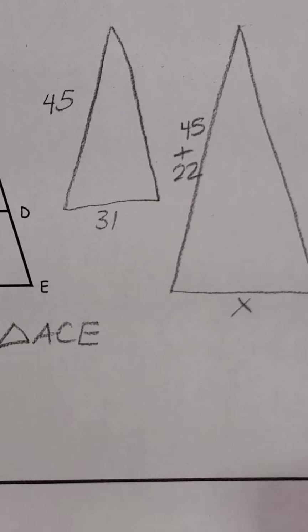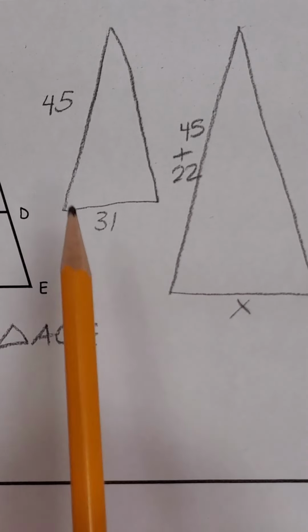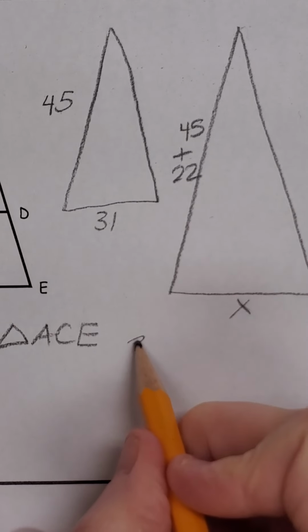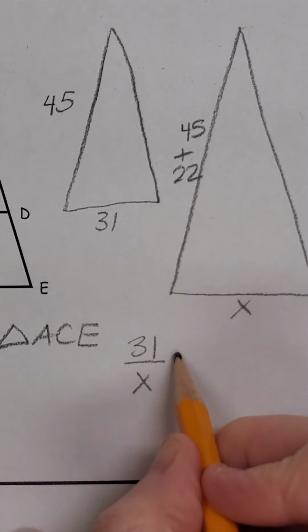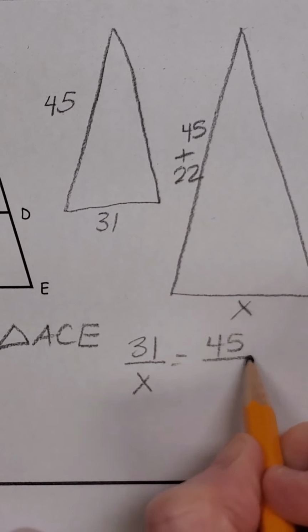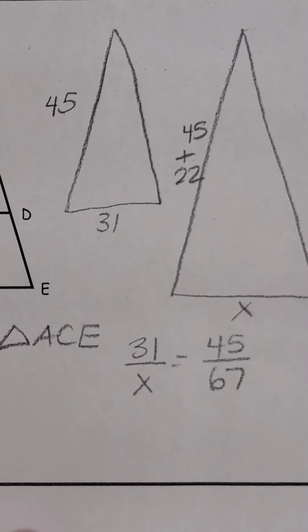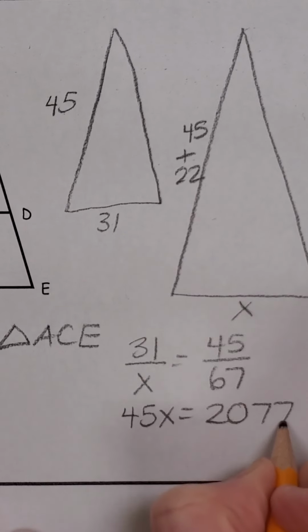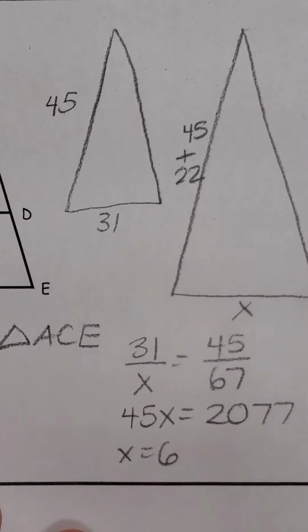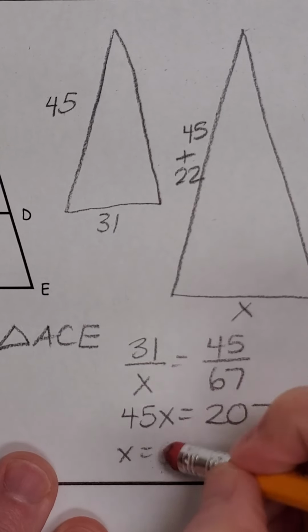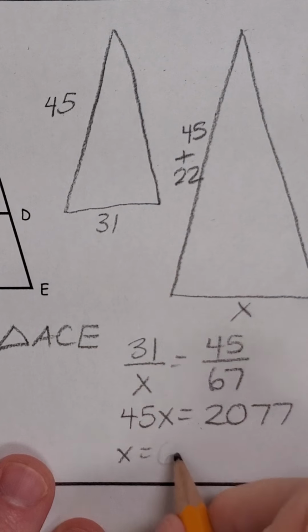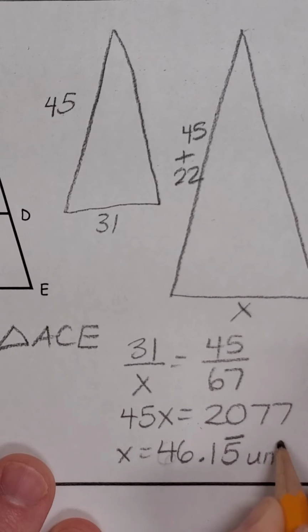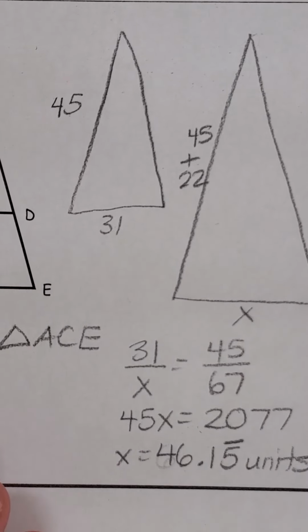Now we're ready to set up our proportion. It doesn't matter if we go this side to this side or this side to this side. I'm going to put my small one on top. 31 is to x, just like 45 is to 67. Again, we're dealing with larger numbers, but we can totally handle that. And x equals, whoops, no, not what I meant to put. 2077 divided by 45 is 46.15 units. And that's the end.